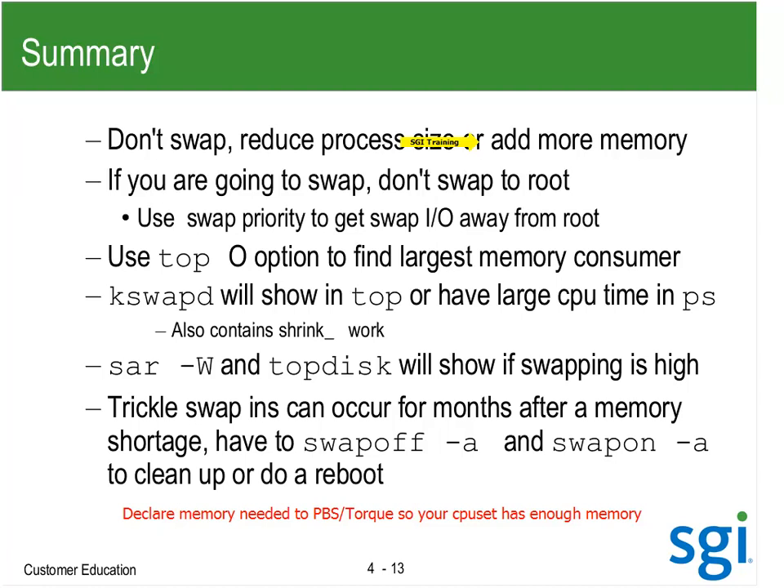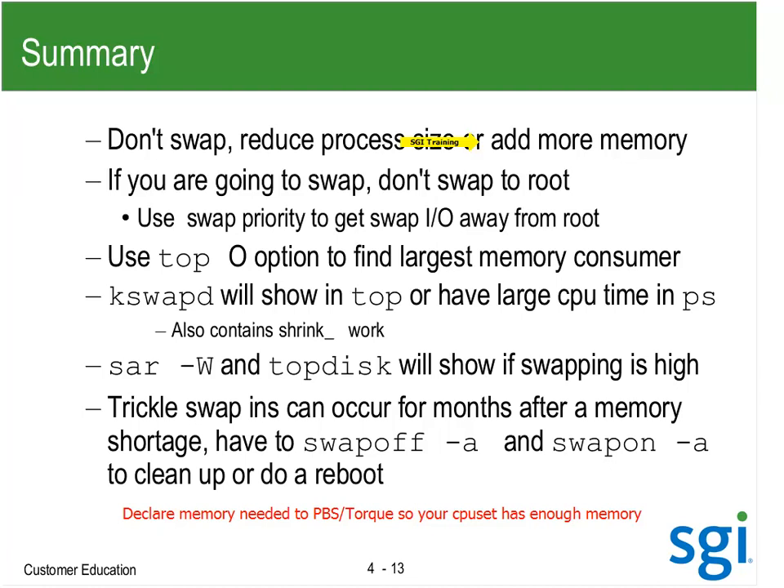So again, the site I had a couple weeks ago, they had memory available on the system, but they had 4 jobs that were in a memory shortage situation within the CPU set, and that was impacting the entire system. If you're going to swap, don't swap to root. There is a lab where you're playing with priorities, get swap away from root. Top does have a sort option, so you can find the largest memory consumer.